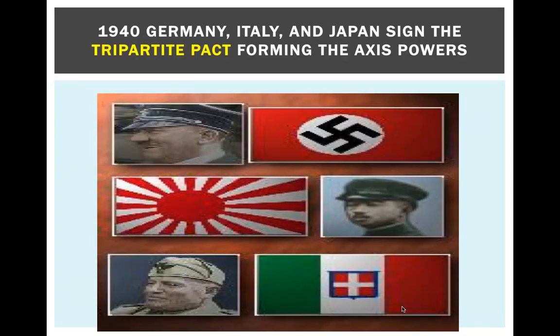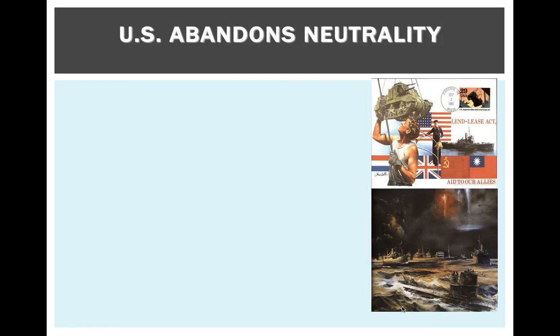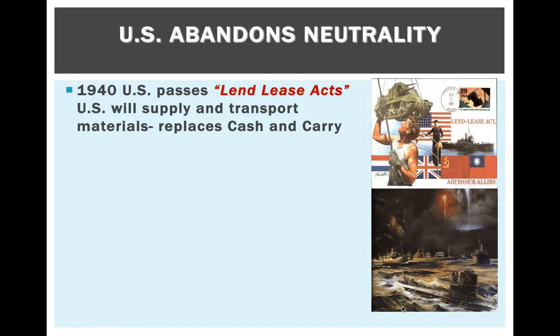Right. So, 1940, around September, October, Germany, Italy, and Japan signed the Tripartite Pact. So they make the Axis powers official by signing this pact. Also in 1940, the United States is going to be more aggressive with helping out Great Britain. They're going to pass the Lend-Lease Acts.